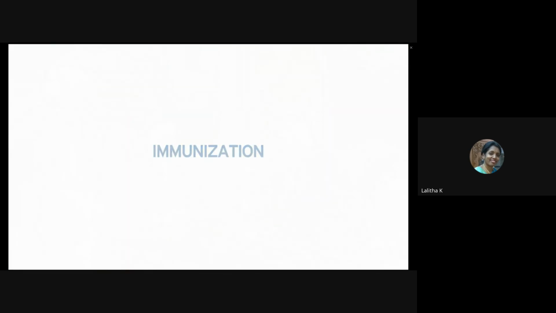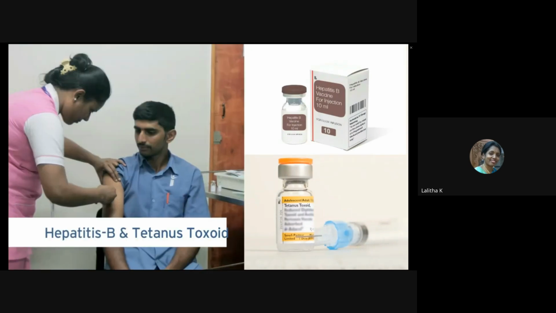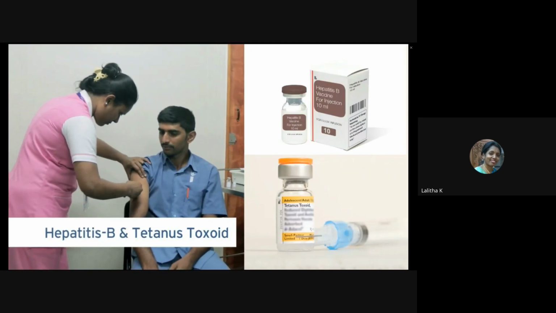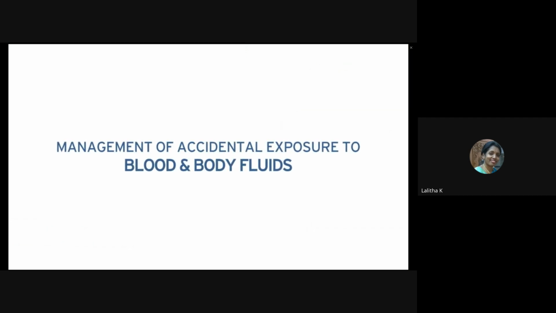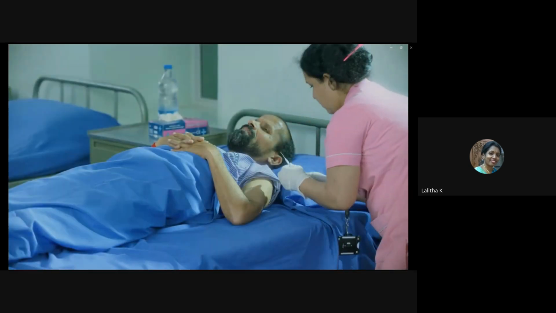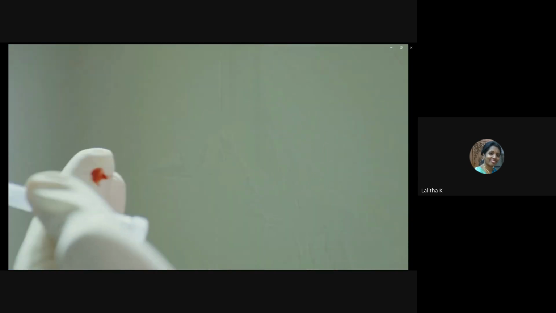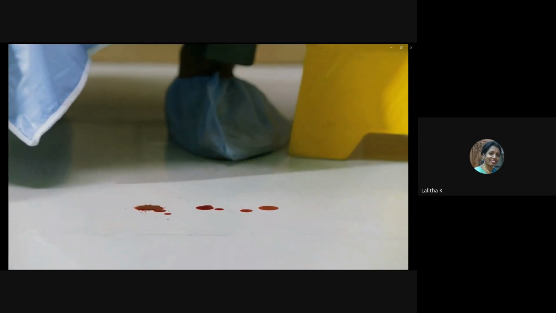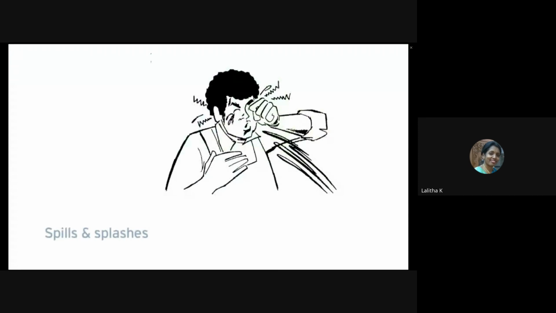Immunization. All healthcare personnel should be immunized with hepatitis B vaccine and tetanus toxoid. Management of accidental exposure to blood and body fluids. Remember, recapping is a wrong practice. It can lead to needle stick injuries. Occupational exposures to blood and body fluids can also occur through spills and splashes into the eye or mouth.